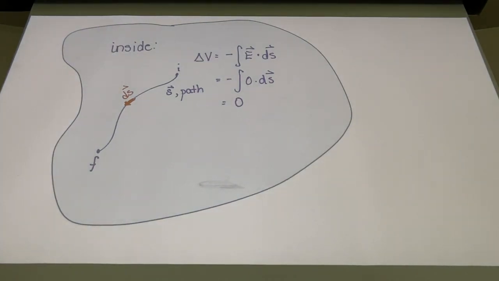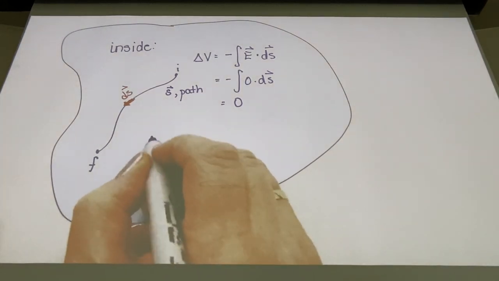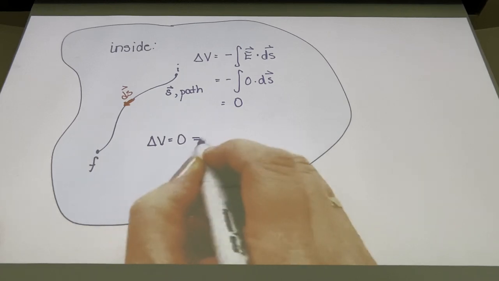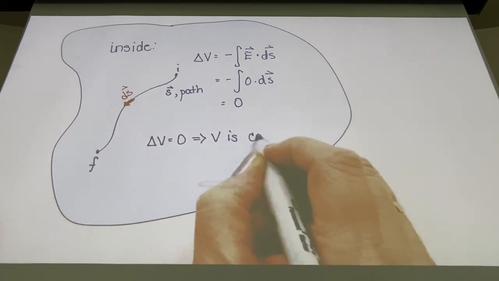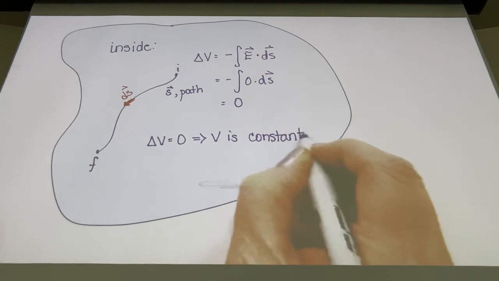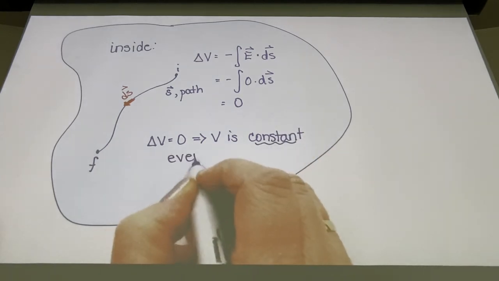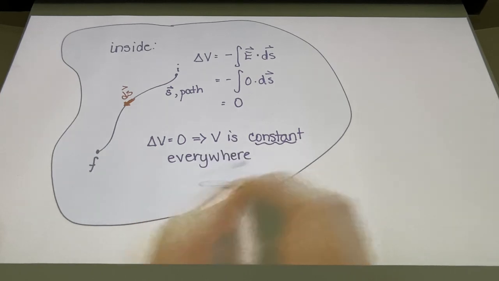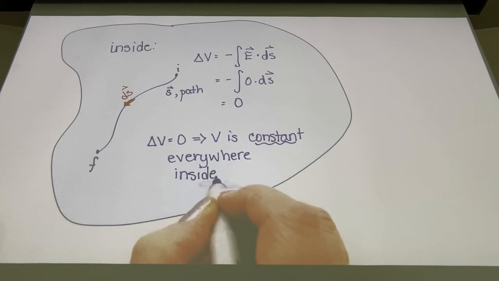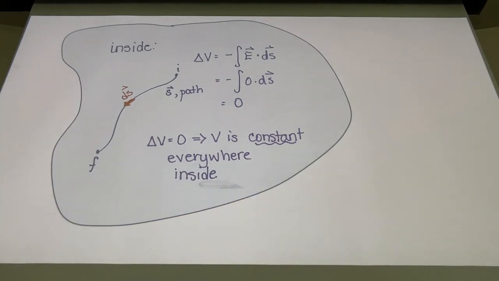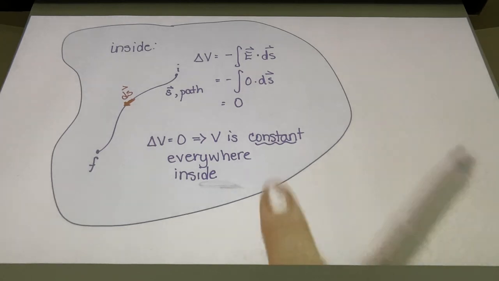So what this tells us is that there is no change in electric potential inside. If there's no change, it means the potential is constant. An important point to wrap your head around: just because your delta V is 0 doesn't make V 0. The potential could be 1,000 volts, 10,000 volts, or 1,000,000 volts. The important thing is that it doesn't change. The delta is 0. Okay, so that's inside.